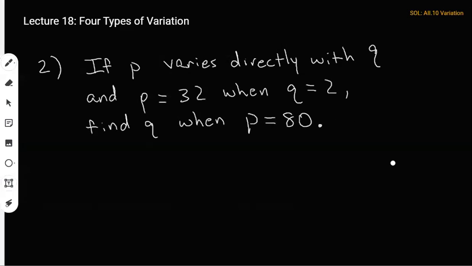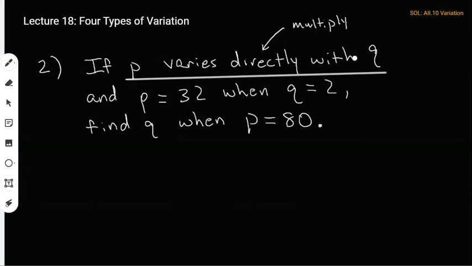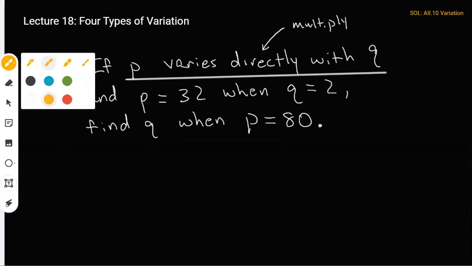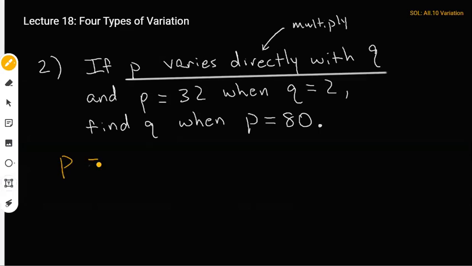So the first thing we're going to do with this problem is write down our equation. And it's going to tell you that in the first sentence. So if it says P varies directly, remember directly means we're multiplying. We're going to be multiplying K by Q. So it's going to look like this: P equals K times Q.